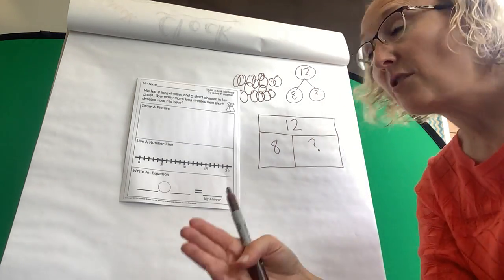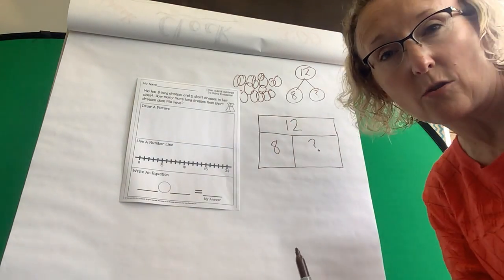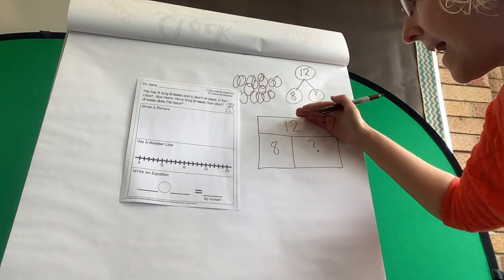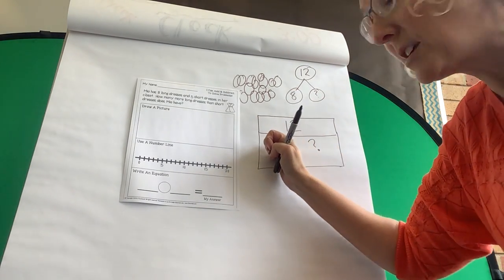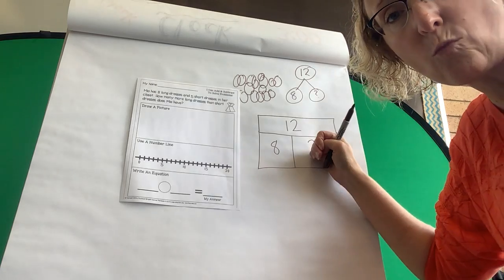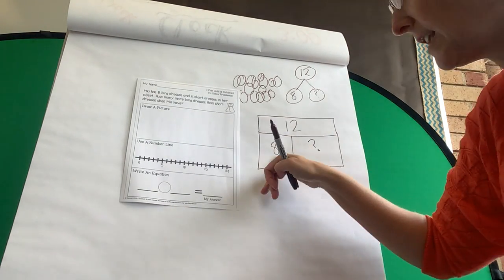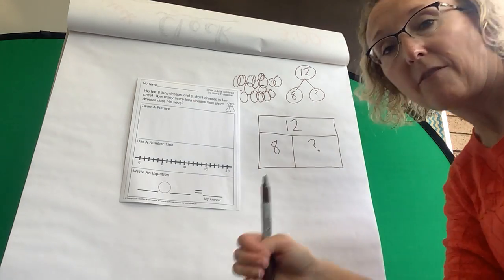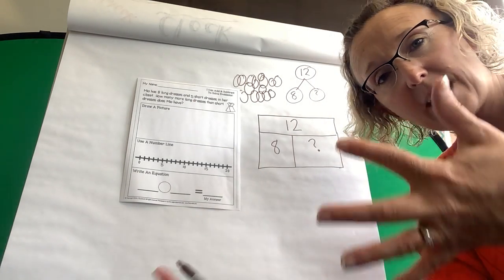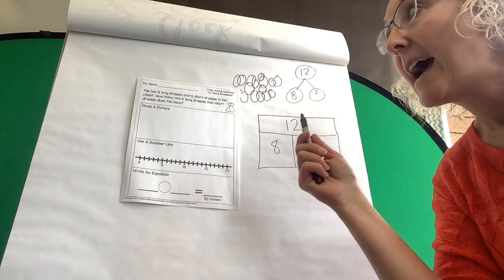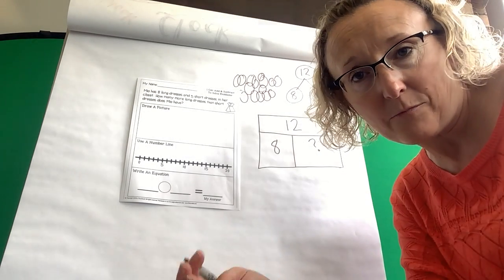Then yesterday you did one that was kind of like a part whole, right? They said, well, we have all this many and parts of the total are this way. How many are the other parts, right? Like if I said I have 12 donuts and 8 of them are chocolate, how many of them are glazed? So that's like a part whole problem. This one is a comparison problem.